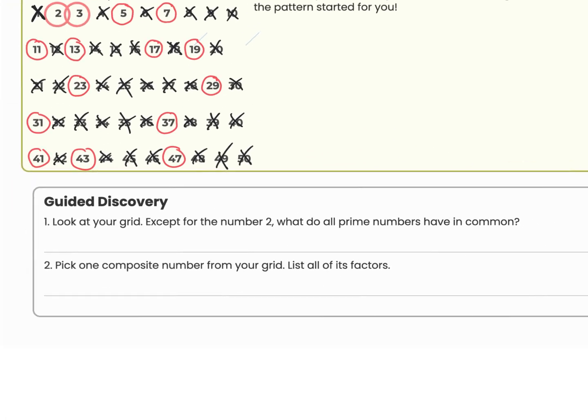All right, so on your own, go ahead and answer those questions. Except for the number 2, what do all prime numbers have in common? And then pick one composite number and list all of its factors.